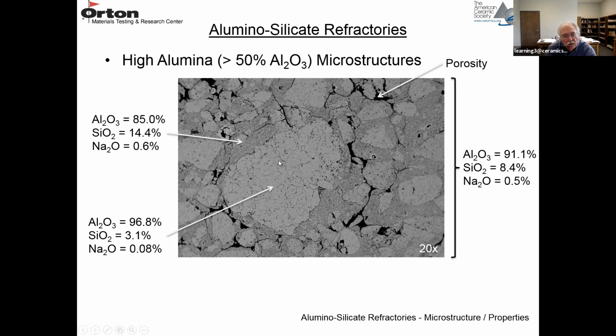You can almost see the individual crystals of alumina. So this is some type of calcined or tabular alumina. And the chemistry of this particular grain is about 97% alumina and 3% silica. The area between these coarser grains are the matrix areas, where you have mullite and your glassy phase. So that has a lower alumina content, about 85% alumina and about 15% silica.